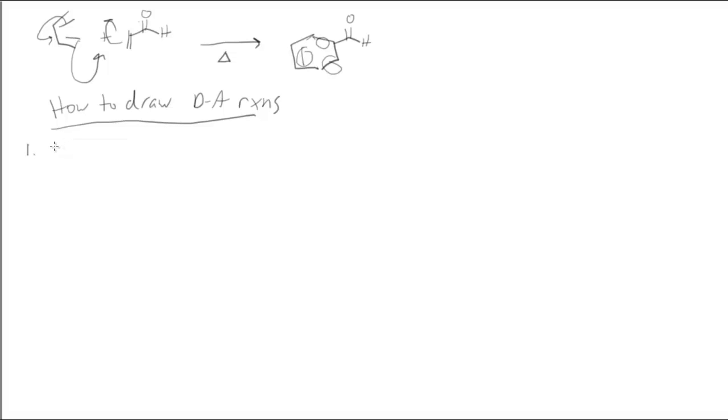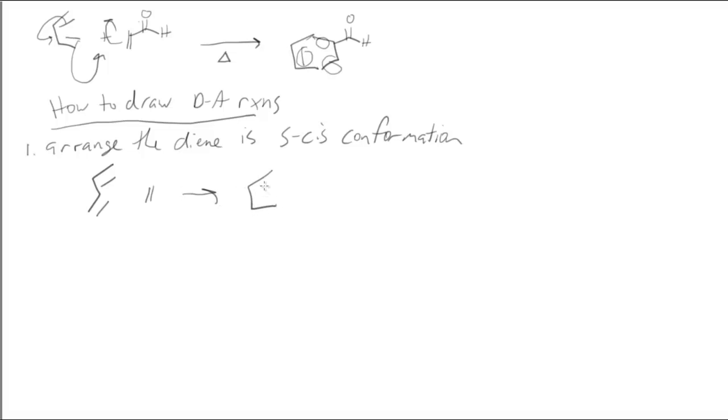So how do we draw Diels-Alder reactions? First, we need to arrange the diene in the S-cis conformation. If you look at how the electrons are always moving to form a new ring, if they're in an S-trans conformation, it's not in the shape of the ring already. And so the reaction actually won't occur. So first of all, it has to be able to rotate, which is rotation around the single bond in between the two alkenes, to make the S-cis conformation.